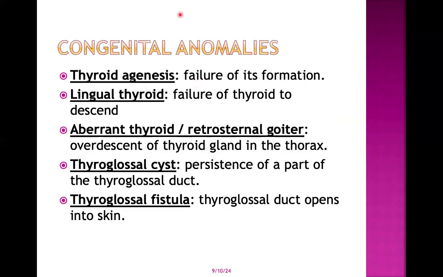So there are certain congenital anomalies like thyroid agenesis, failure of the formation of the thyroid, lingual thyroid, failure of the thyroid to descend, which means it's linked to the tongue, lingua, aberrant or retrosternal goiter, over descent of the thyroid gland into the thorax. Okay, instead of it staying in the cervical region, it goes into the thorax.